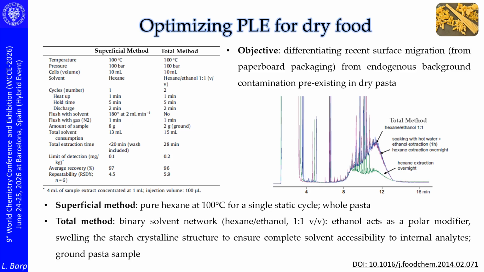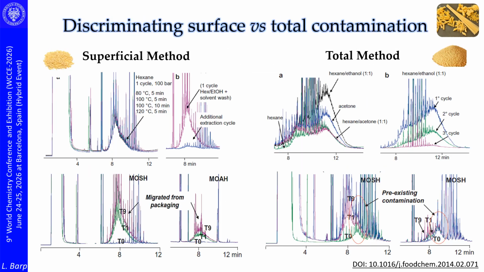In this setup, ethanol acts as a polar modifier that induces a significant swelling effect on the highly crystalline structure of the matrix, ensuring that the solvent gains complete accessibility to the internal analytes trapped deep inside the pasta core, driving an exhaustive desorption. Furthermore, as visible in the overlaid chromatograms, this total method allowed for a higher recovery of contamination compared to what was typically achieved using traditional extraction protocols.